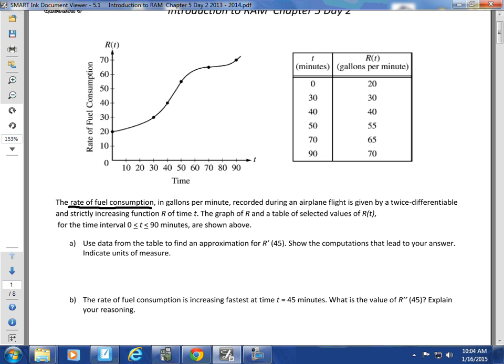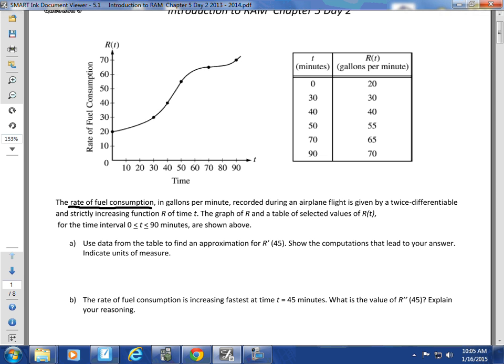Use the data in the table to find an approximation for r prime of 45. Show the computations that lead to your answer. Now, I don't have a function to derive. This is just kind of a reading question. Twice differentiable just means it can be differentiated. If you had an algebraic function, you could take the derivative and you could take its derivative, and it would be a good derivative. It wouldn't have gaps and stuff. All right, so tell me how I could approximate r prime of 45.